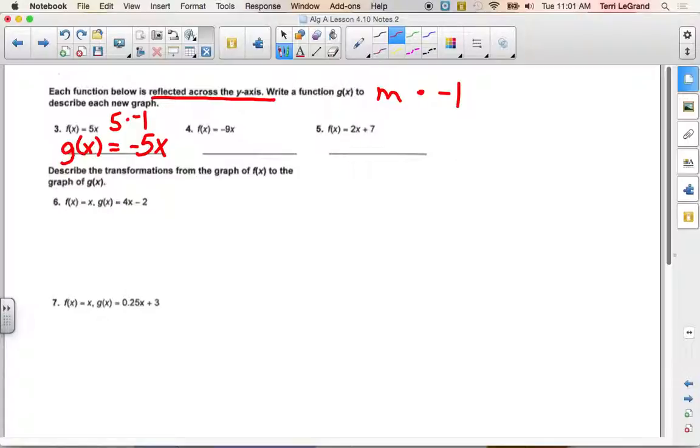That's that easy. So, number 4. F of x equals -9x. Its slope is what? No, f of x equals -9x, so m is -9. Take it times what? -1. What is -9 times -1? Positive 9, so g of x equals 9x.